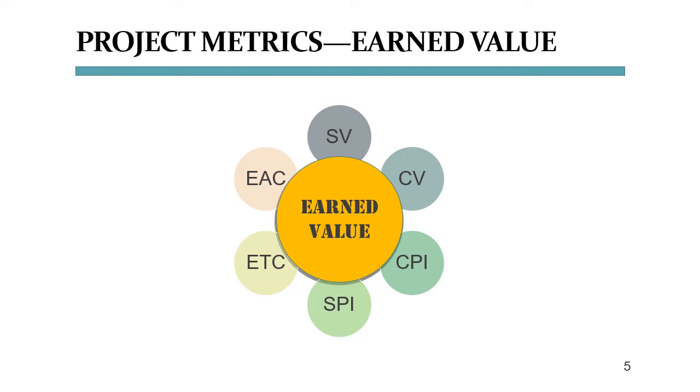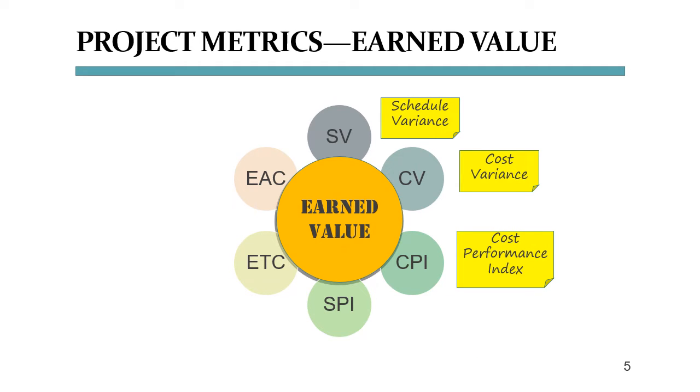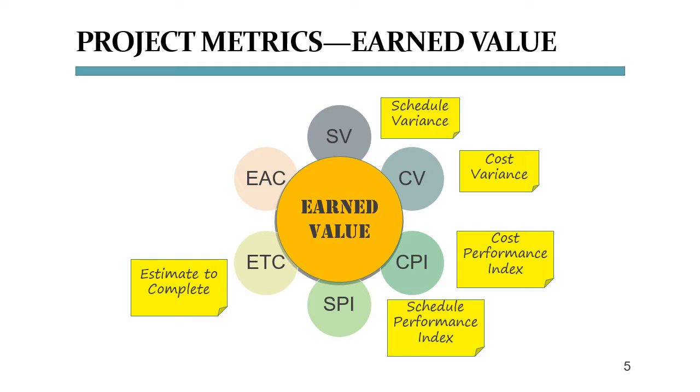So let's try to make sense of all these acronyms that produce one number that says something about your project. The first one, SV, is short for schedule variance. CV stands for cost variance. CPI is short for cost performance index, and SPI for schedule performance index. Then we have two estimates, that is forecasts, the ETC or estimate to complete and the EAC or estimate at completion. We will walk through these piece by piece, so don't worry.